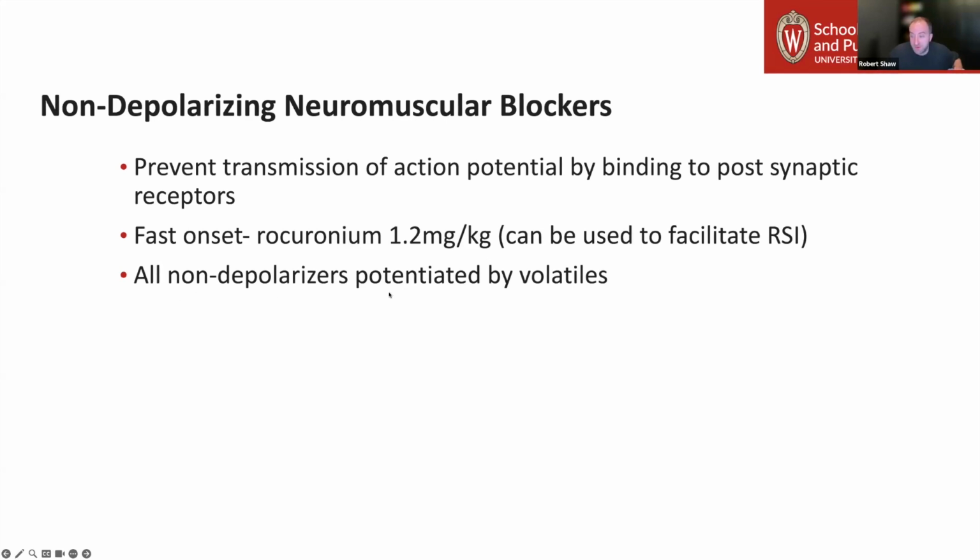And all of these non-depolarizers are going to be potentiated by the volatiles. So speed is relative to dose here. The only fast onset non-depolarizing neuromuscular blocker is going to be rocuronium. So yes, it is relative to dose. If you want a rapid sequence dose, 1.2 milligrams per kilogram is the dosing.